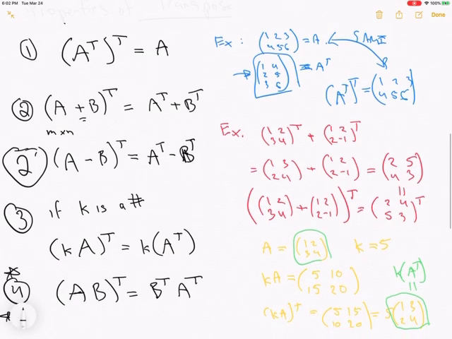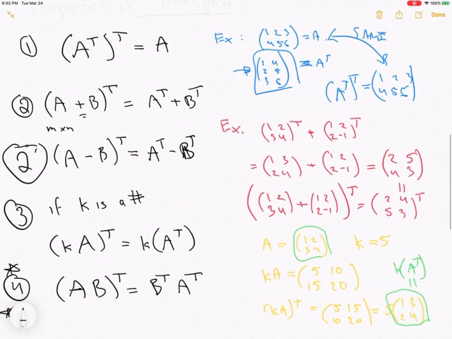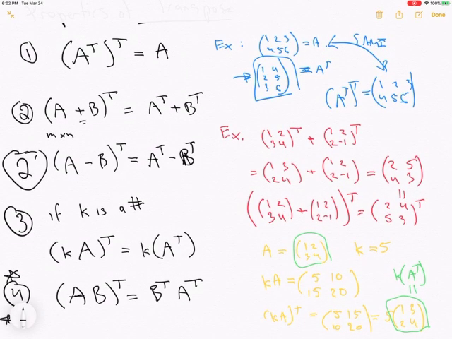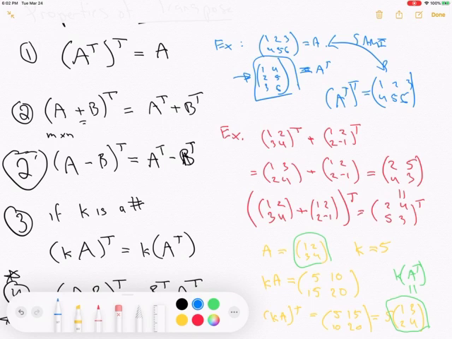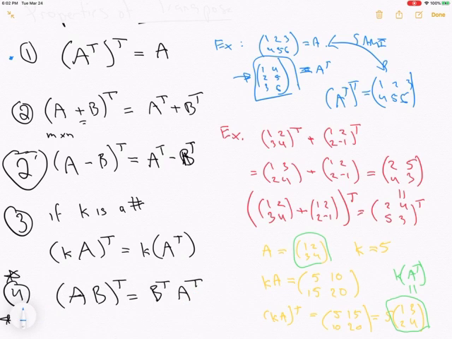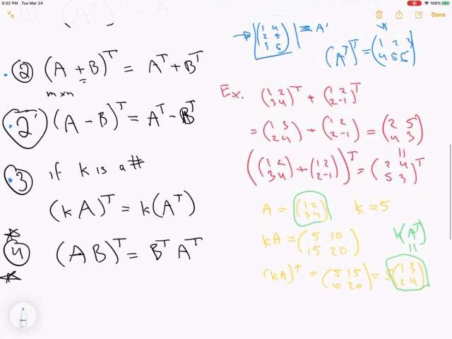So these are the main properties. So these are the four properties of the transpose. The transpose of the transpose just takes you back to where you started. Transpose behaves well with respect to addition and subtraction. It also behaves well with respect to scalar multiplication, and it behaves well with respect to multiplication. You just have to remember that the order gets swapped. This is very important, that the order swaps.